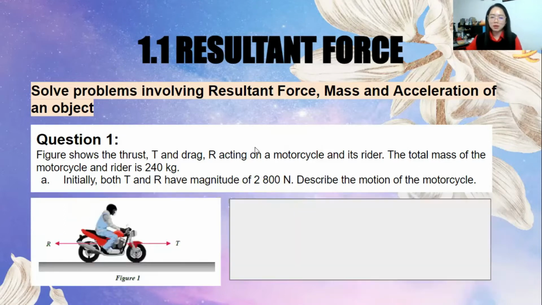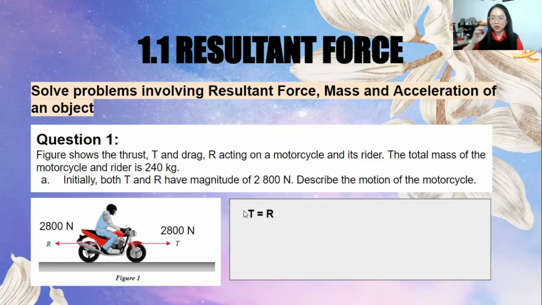So always remember, every time when you get a question, you have to decompose the problem. Okay, this is part of the computational thinking that you have to learn. So you have to learn how to decompose the information from the question. So what I have here is T and R have the same magnitude, which is 2,800 for T, and also R is 2,800. So what do I have here? I have T is equal to R.